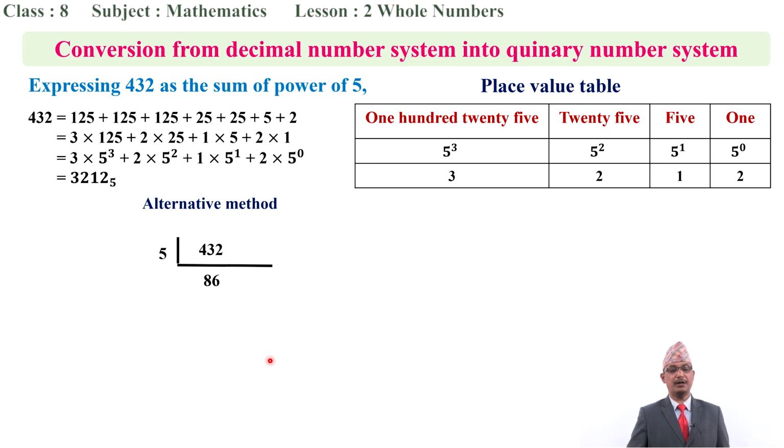432 minus 430 becomes 2. So remainder is 2. Similarly, again we divide it by 5. Then 17 5s are 85. 86 minus 85 becomes 1. So we write remainder here 1.